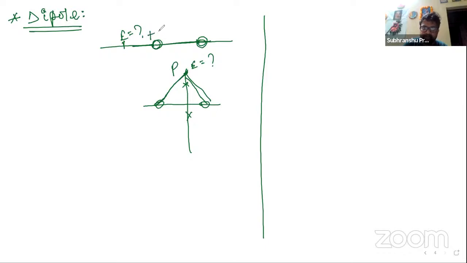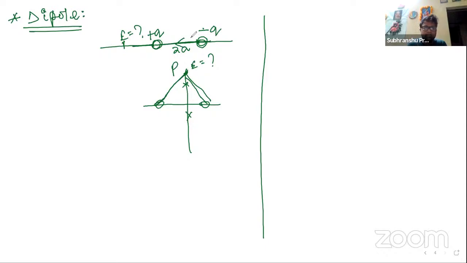Let's say one charge is plus q, another charge is minus q, and they are separated by a very small distance, let's say 2a, or you can also write r. Then they form a dipole. So two charges separated by a very small distance form a dipole. Now, what is the direction of the dipole? The direction of the dipole is from the minus charge to the plus charge.